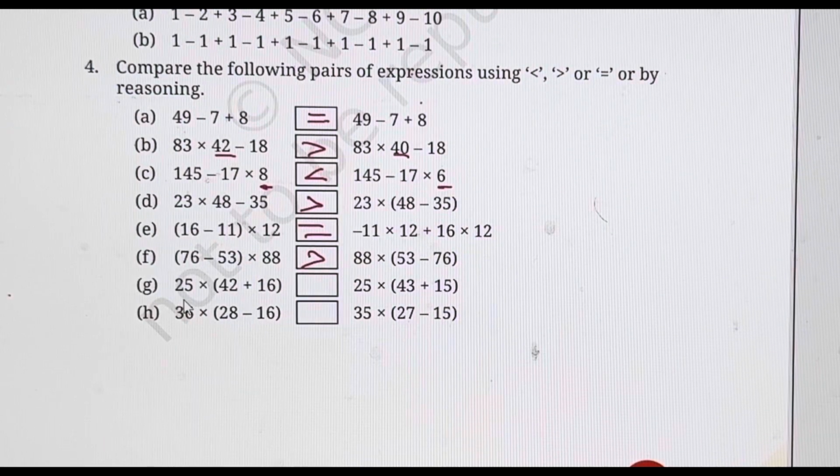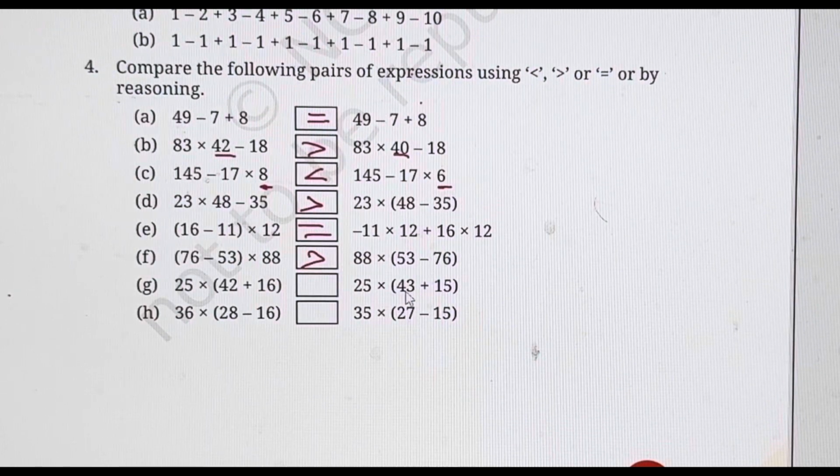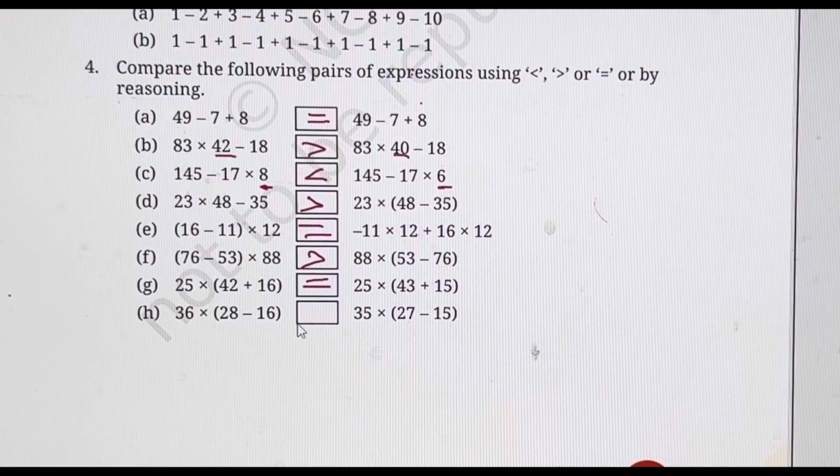G, 25 into 42 plus 16 and here it is 25 into 43 plus 15. Now if you compare, 25 is same, okay. Here on the left hand side, this is 42, this is 43. Here it is 16, here it is 15. So both the numbers will be same. Here it is one less, here one more, one more, one less. So actually the sum will be same and 25 same. So both are equal.